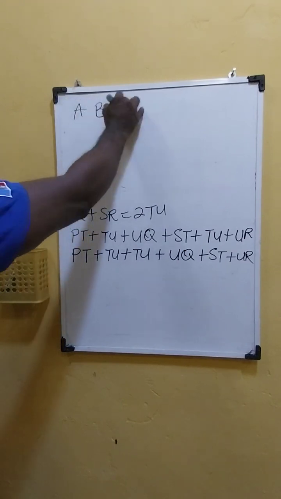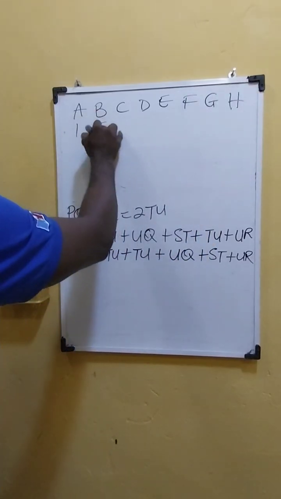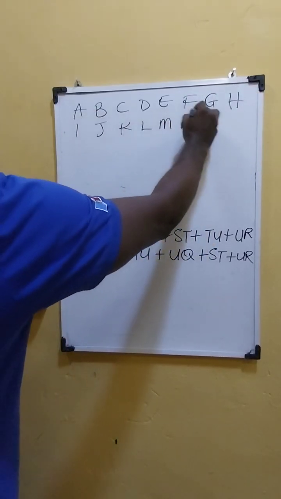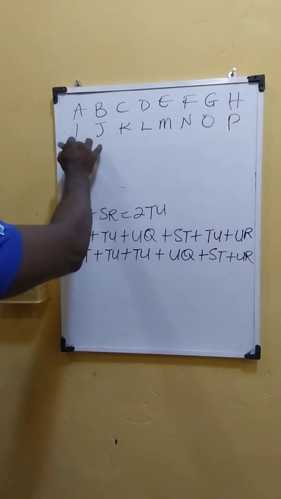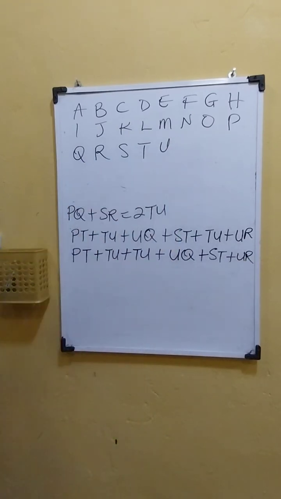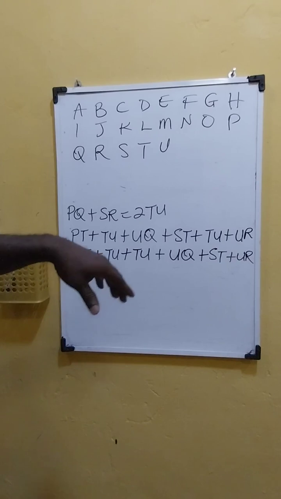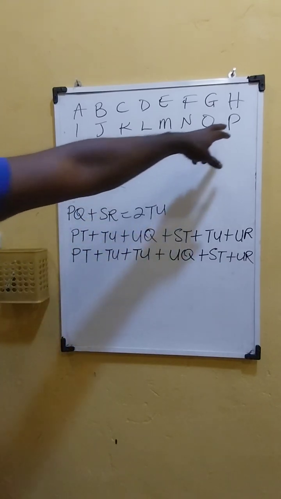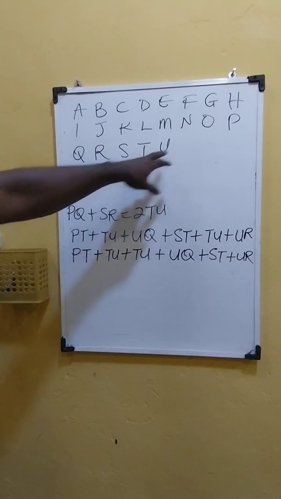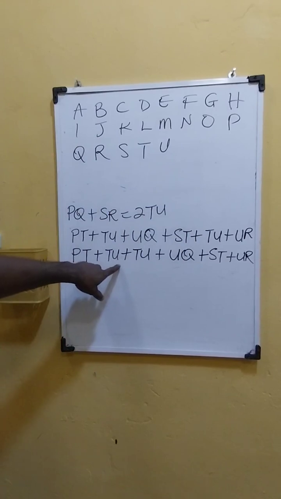A, B, C, D, E, F, G, H, I, J, K, L, M, N, O, P, Q, R, S, T, U. I think it stops at U. Exactly. It stops at U. So let us look at the arrangement now. So what should come first? PT. Yes, PT comes first. Then TU goes. Is that what goes? Yes, TU.